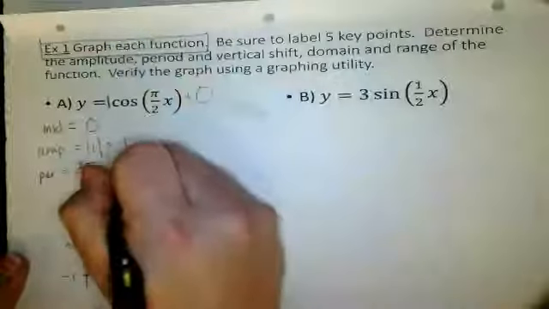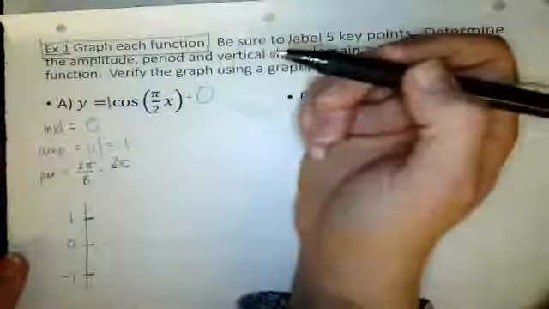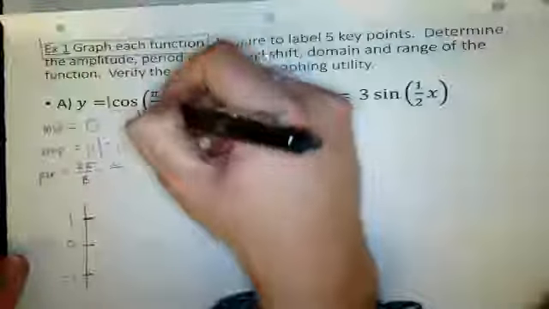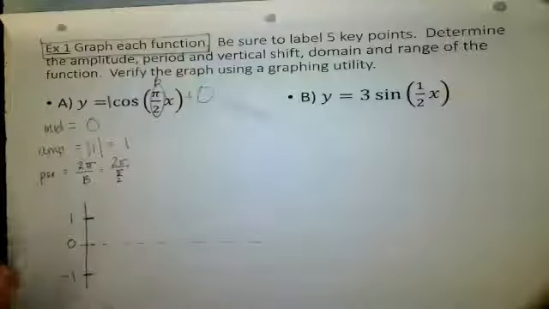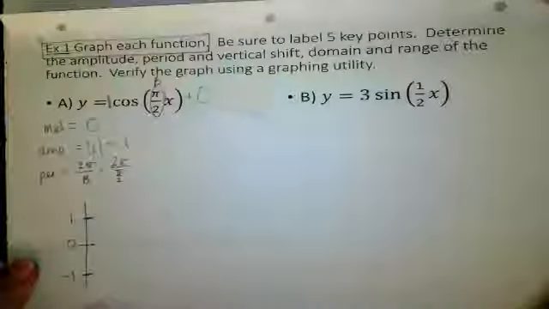So what's our b value? Pi over 2 is the b value. So we're dividing by pi over 2. That's really kind of a mess. So what can we do to clean that up?